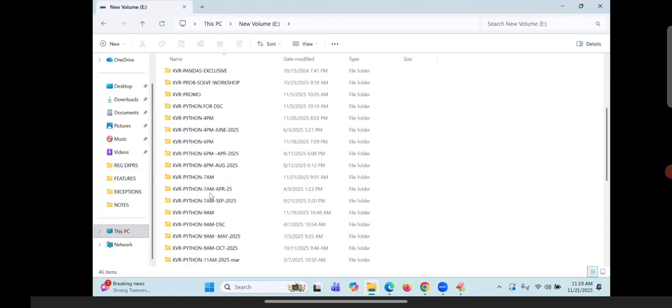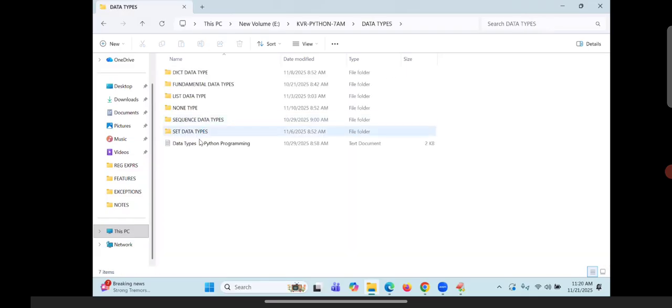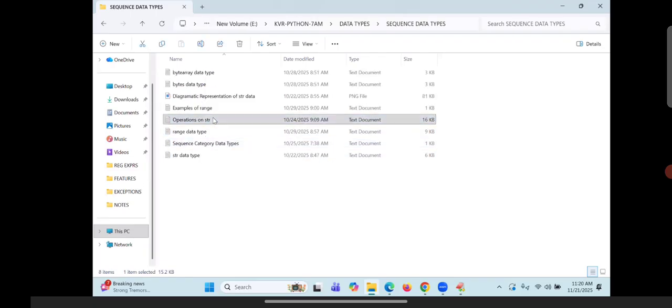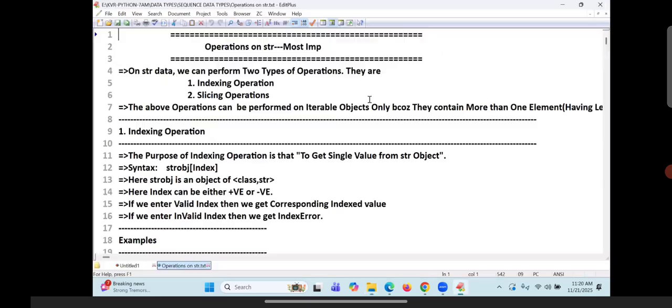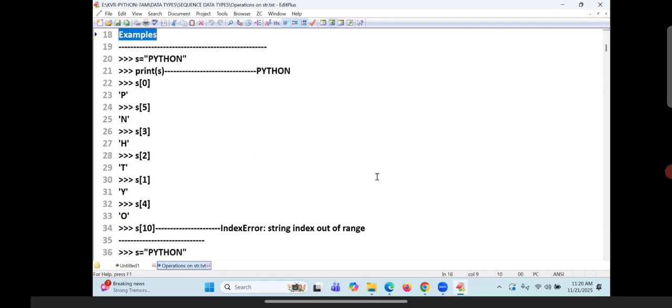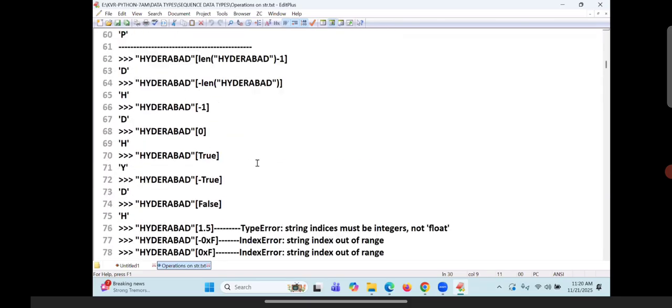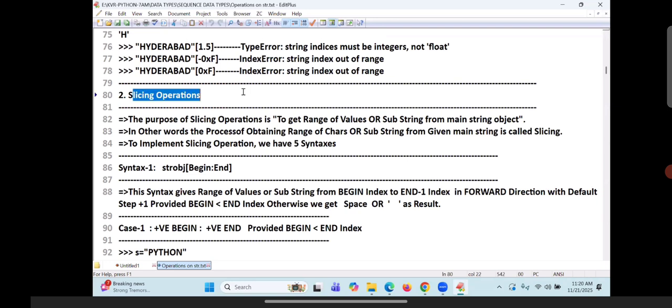If you take our data types level, when you joined the LKG class, we trained you on that greatest topic: sequence types, operations on sequence data. If you look at that, I'm not going to repeat it again. What do you mean by indexing, I said. What are the special points of indexing, I said. And the slicing operation also, I said. In that, there are 5 varieties of syntaxes that you are already aware of.